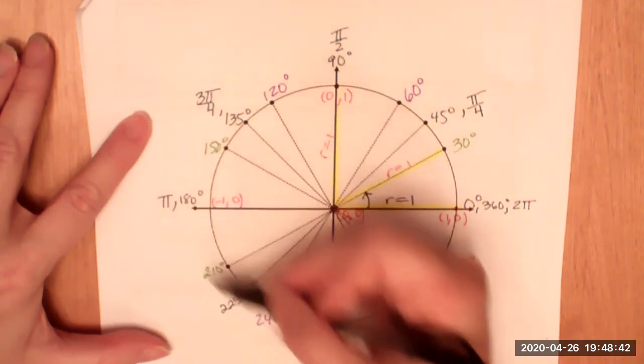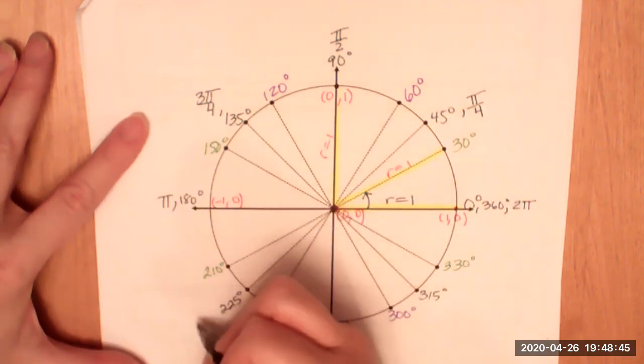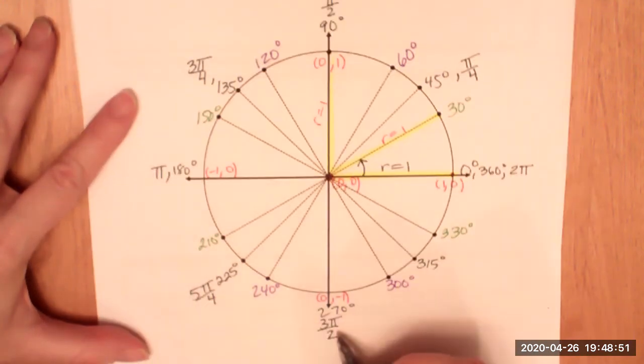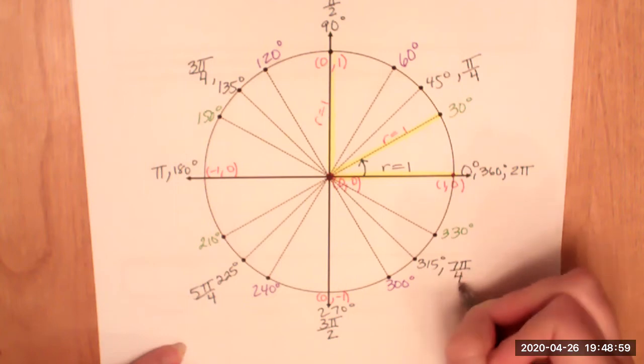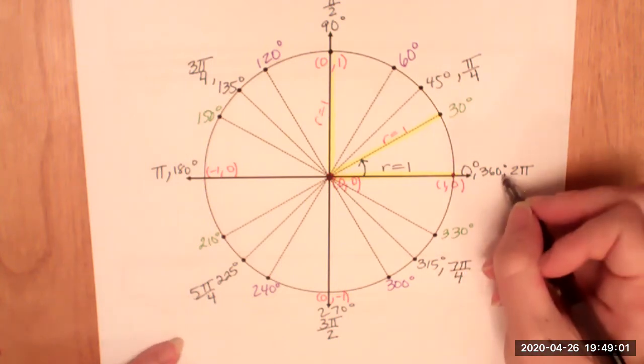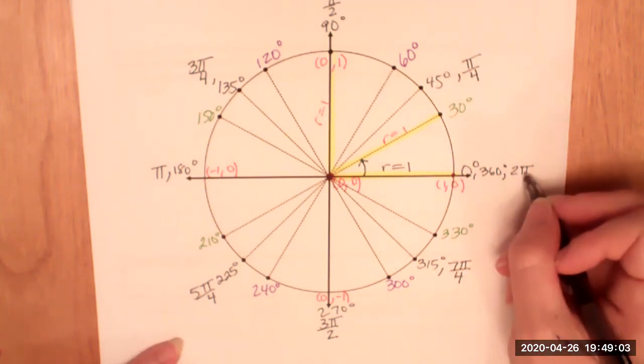Add another 1/4, we'll be at 5/4, or 5 pi over 4. Add another 1/4, we'll be at 6/4, but that simplifies to 3/2. Add another 1/4 and we'll be at 7/4, or 7 pi over 4. And then add another 4th, we're at 8/4, or 2 pi.